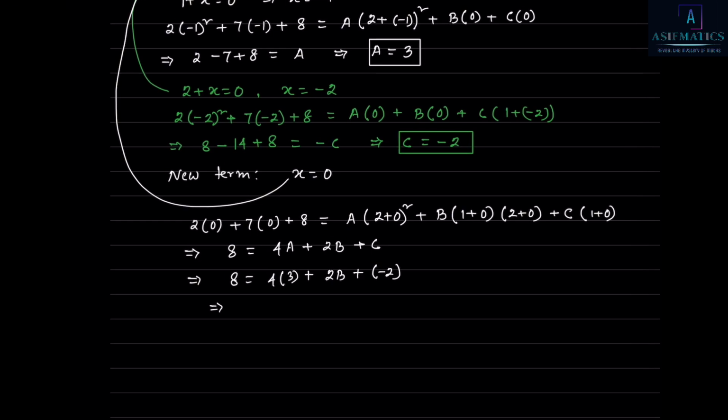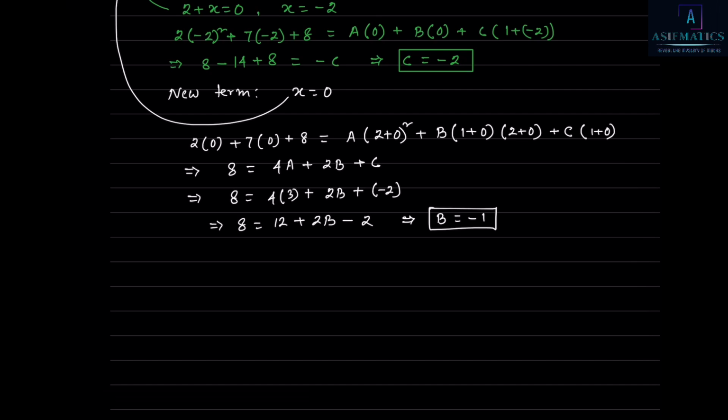So if we calculate from here, we can find our b result. So this will be 8 equals 12 plus 2b minus 2. So that is 10, 8. So 2b is minus 2. So if you calculate from here, you can get your b result would be minus 1, negative 1. So b is negative 1, a is 3, c is negative 2.